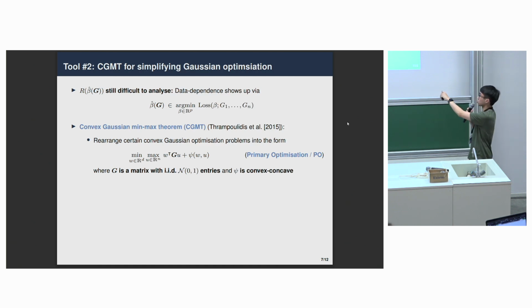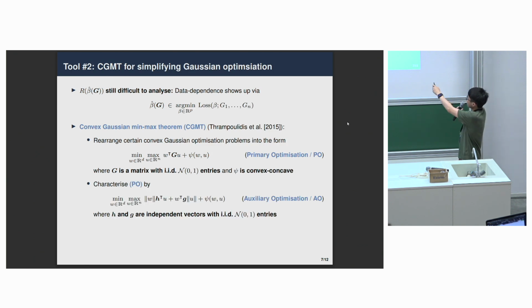I'm not showing the algebra here, but the key is that this is an optimization problem where the data just shows up in this high-dimensional matrix in a quadratic form, plus a bunch of loss and regularization terms that can be treated as deterministic. And the vanilla CGMT result says, if this data matrix G is IID standard normal, so for example, independent Gaussian white data, then I can replace the analysis of this optimization problem by the following one, which no longer involves a Gaussian matrix, but instead involves two independent Gaussian vectors.